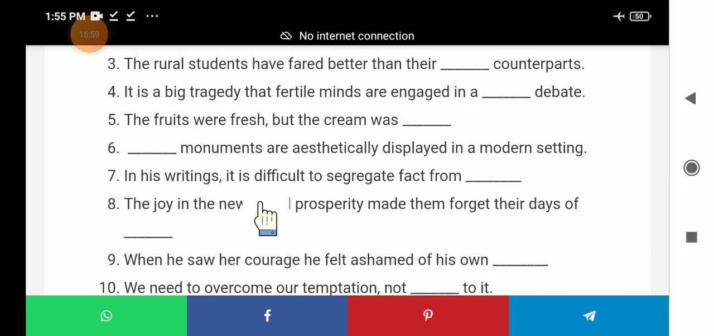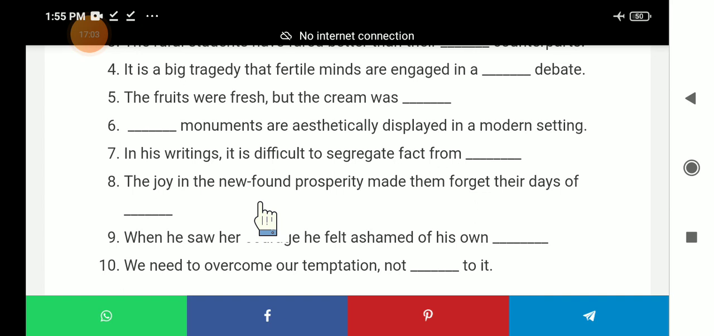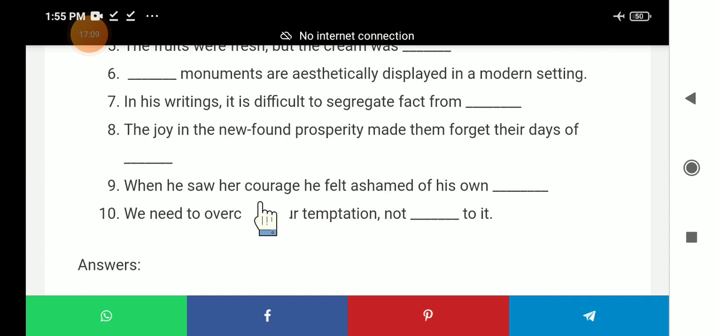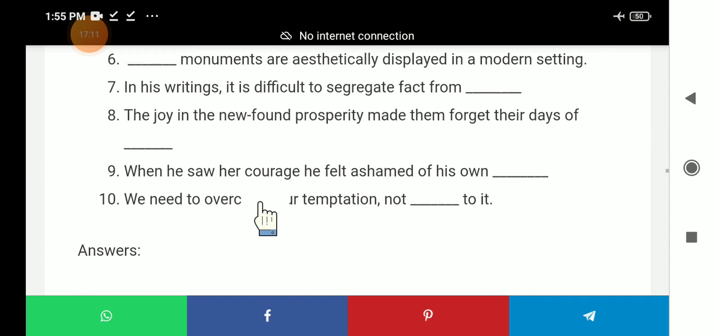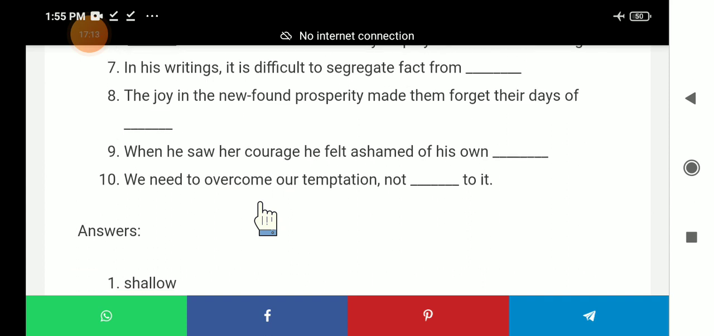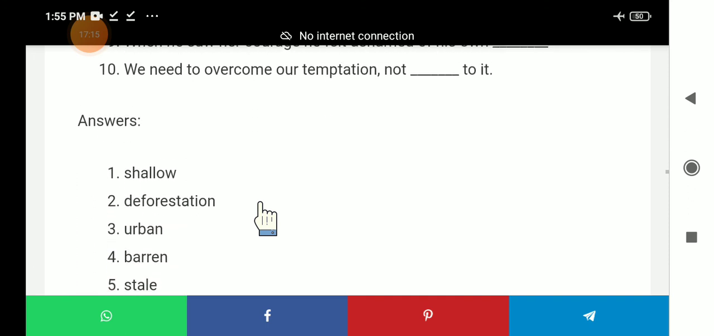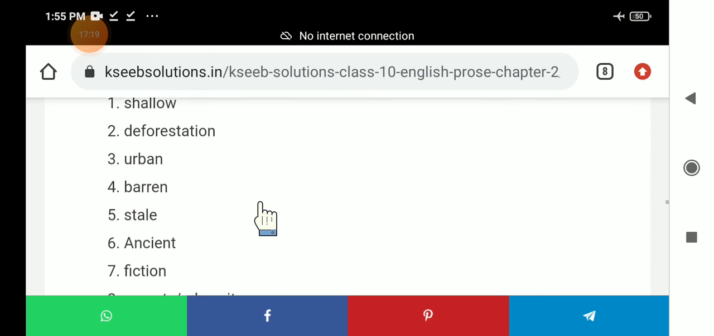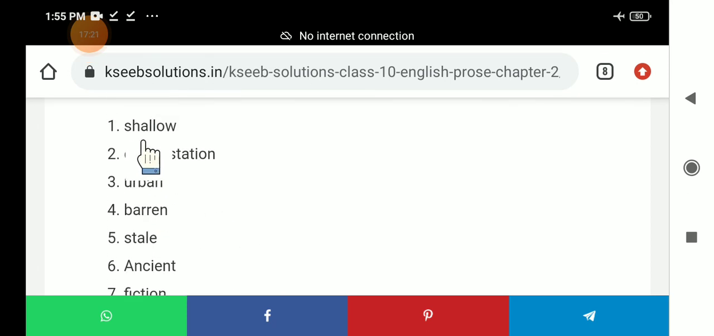Seventh: in his writings it is difficult to segregate fact from. Eighth: the joy in the newfound prosperity made them forget their days of dash. Ninth: when he saw her courage he felt ashamed of his own. Tenth: we need to overcome our temptation, not dash to it. So students, here we have the questions up to tenth. The first one: the rain-fed tanks are shallow but not deep.